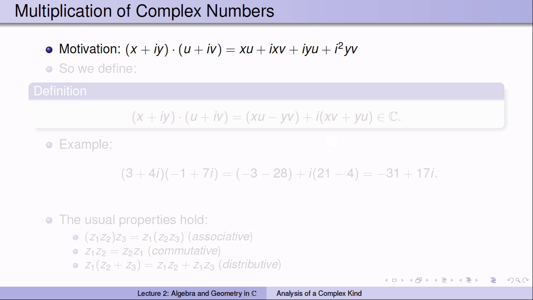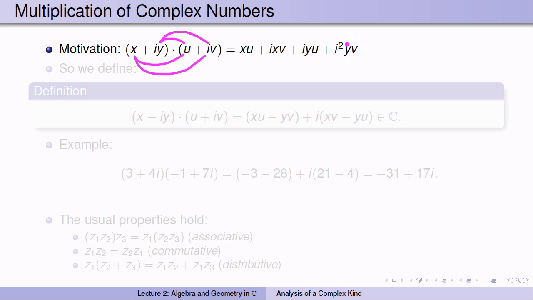Now, how do we multiply complex numbers? Here's the motivation. Let's pretend for a second that they behave just like normal numbers that we know from elementary school. So suppose I have a number x plus iy, and I want to multiply that with u plus iv. And suppose all the regular rules held, so I can just distribute this out the way I'm used to. Then I would get x times u, plus ixv, and then iyu, and then i squared yv. So I would get exactly these four terms.